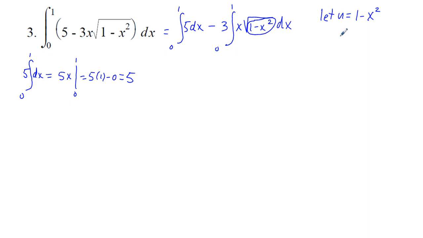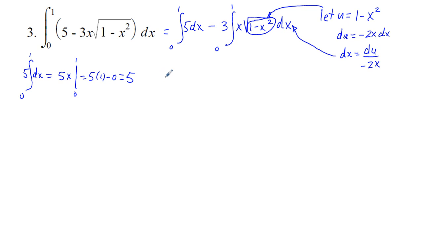And therefore du is equal to negative 2x dx. And dx therefore is going to be equal to du over negative 2x. And so now we can substitute everything we want. We can substitute in u for this thing here. We can substitute du over negative 2x for dx.